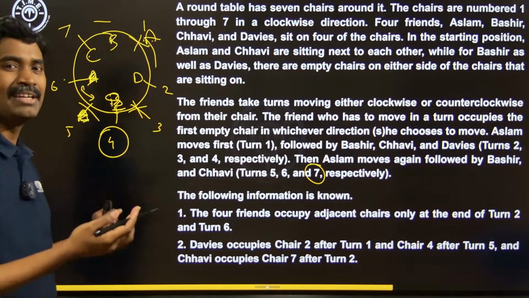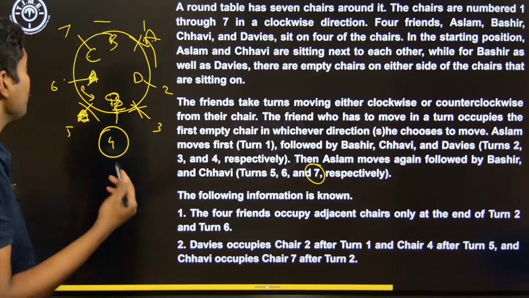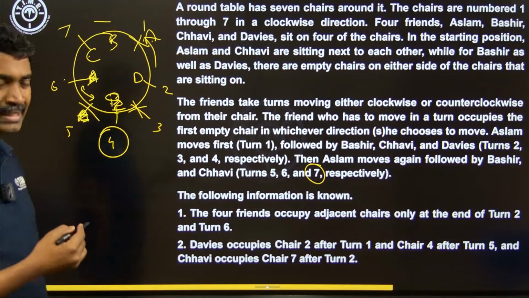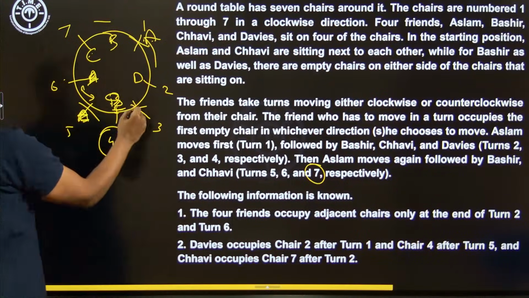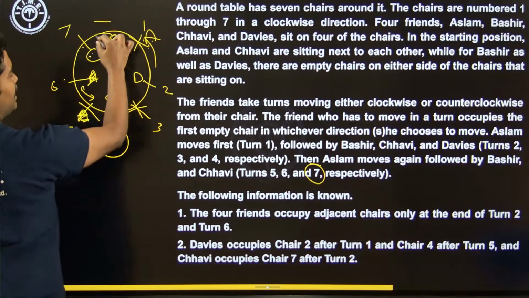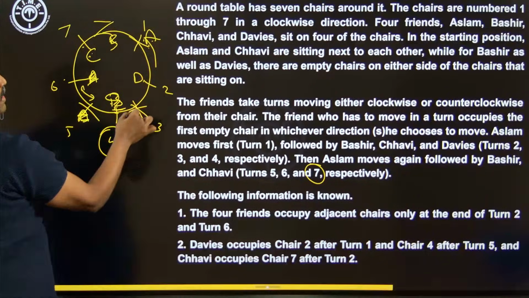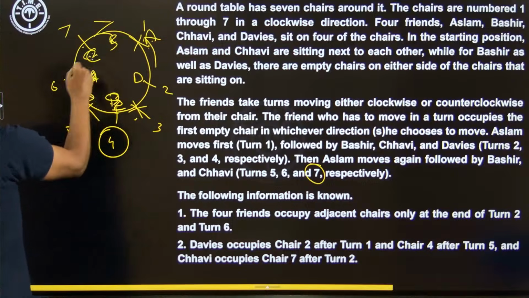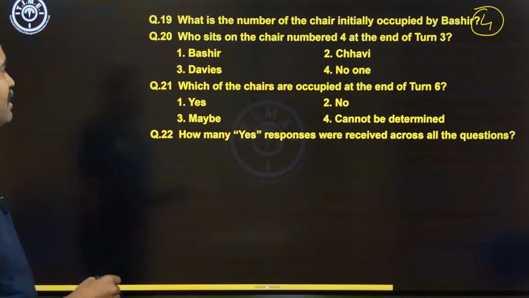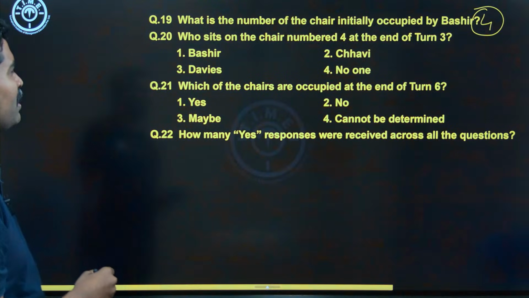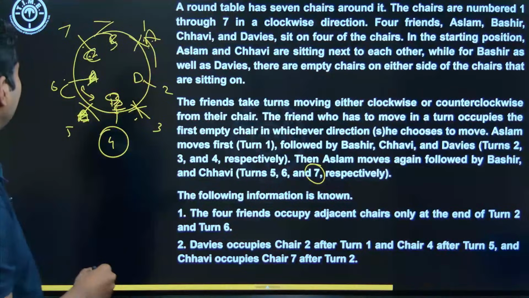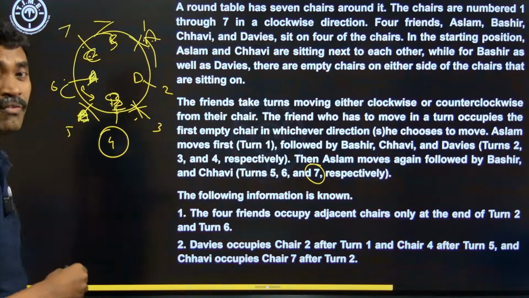Now the next one, turn 3. Turn 3, they should not be sitting adjacent to each other, correct? Which means D, A, B, C is what it is. C can't go anti-clockwise, in which case B, A, D, C, they'll still be sitting adjacent. So C comes from here to here. Do I have a question about turn 3? Who sits on the chair numbered 4 at the end of turn 3? Chair numbered 4, no one is sitting.